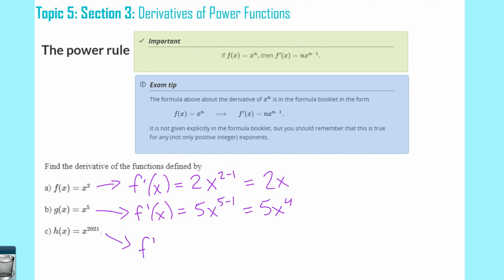Last one. Yes, it's really that simple. 2021 times x to the 2020. Why did I say 2? Here I am, so simple, and then I'm stumbling on my words.